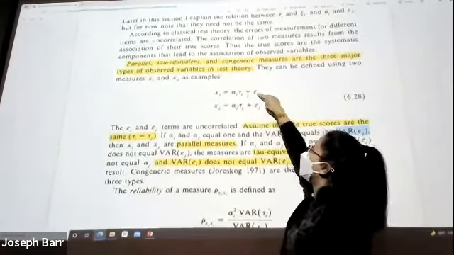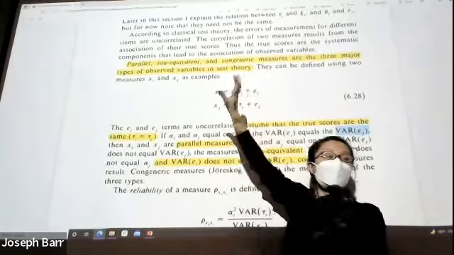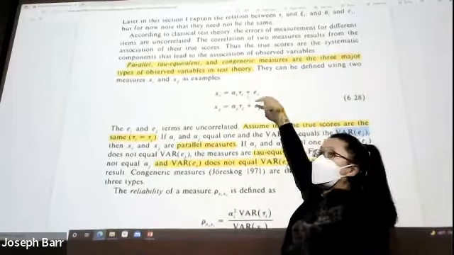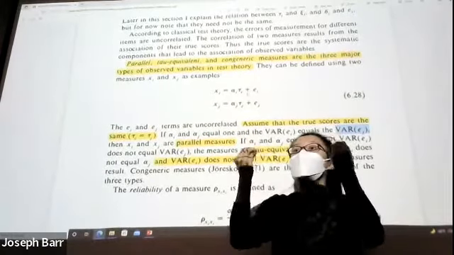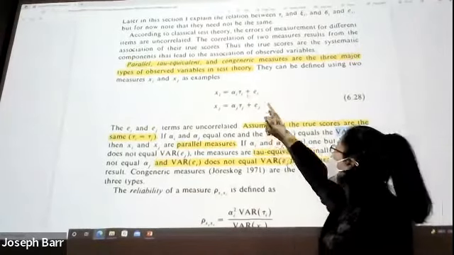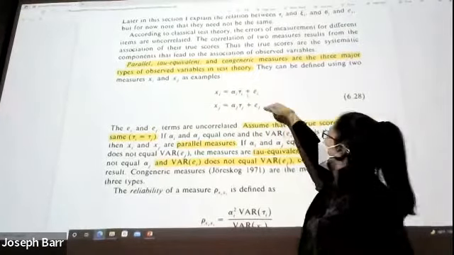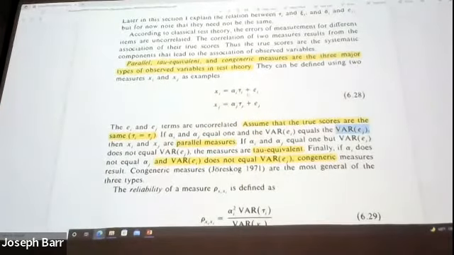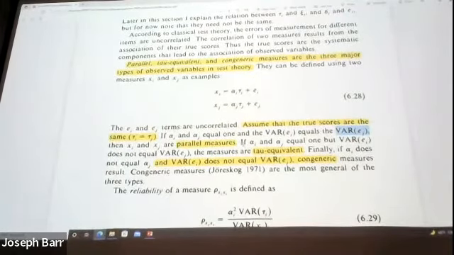In reality, it's not easy to get parallel measures, because it puts a lot of assumptions on these concepts. EI and EJ could be different because they are different measurement errors, but we assume the variance of EI and the variance of EJ is the same, and tau is the same, alpha the same. In that case, it's parallel measures.